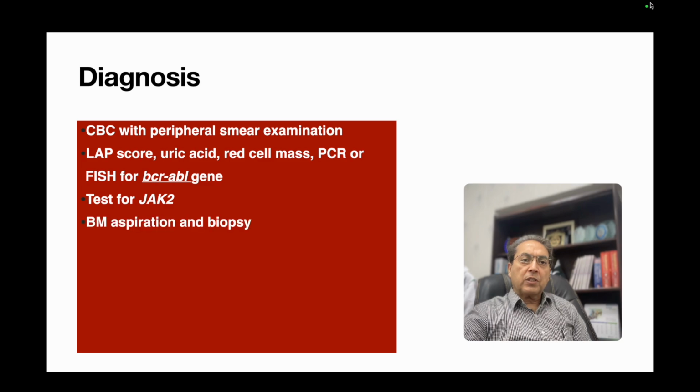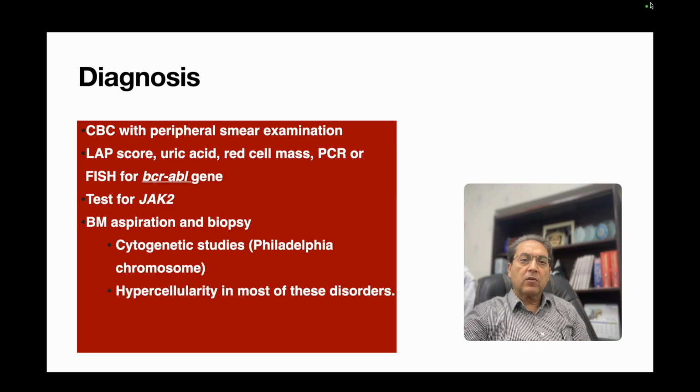Test for JAK2 mutations, bone marrow aspiration and biopsy in some patients, particularly in primary myelofibrosis, to document there is fibrosis. Cytogenetic studies like Philadelphia chromosome, cellularity in most of these disorders. Marrow fibrosis and myelofibrosis, and in spent phase of CML and Polycythemia Vera.